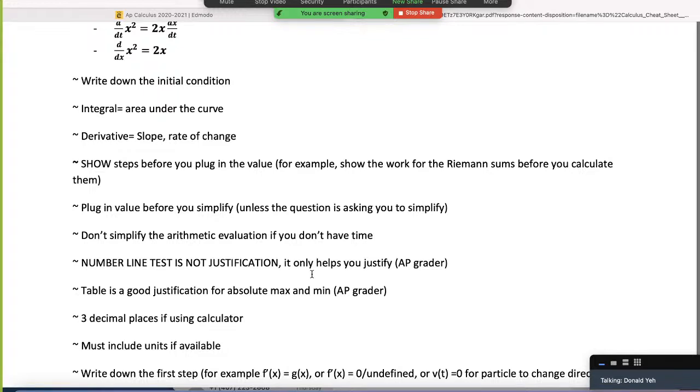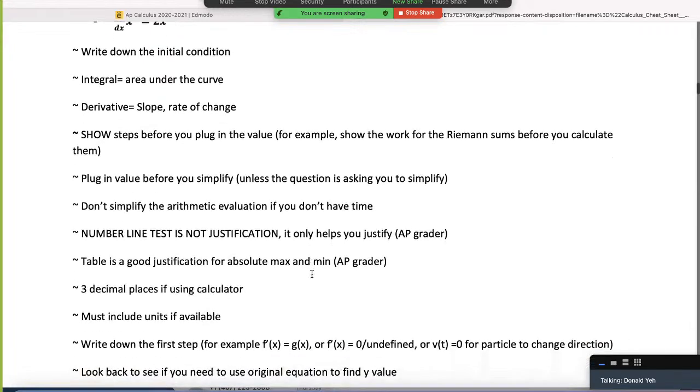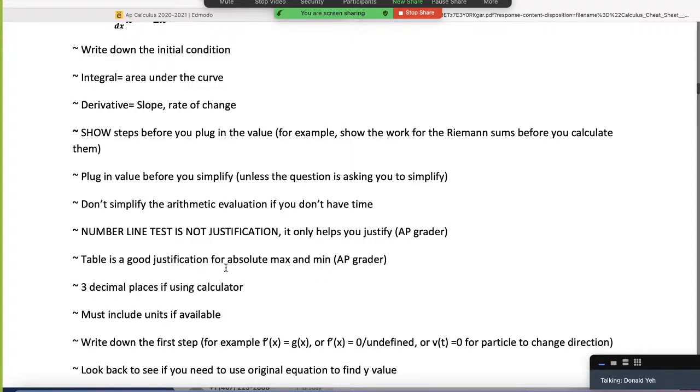Or a table. If we ask you for an absolute maximum or minimum, you have to do a table. The table must include the evaluation of three different things: both endpoints, the front endpoint and the last endpoint, and also the critical points. A table is good justification for an absolute maximum or minimum, AP graders accept it. That's what we talk about.